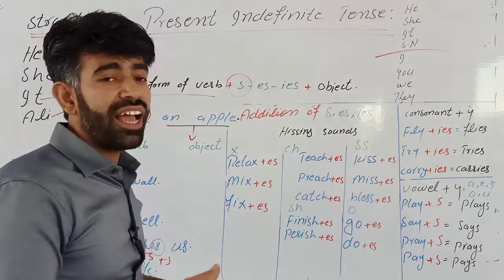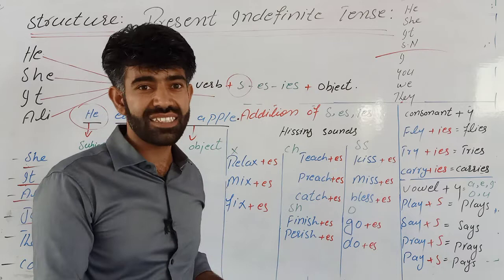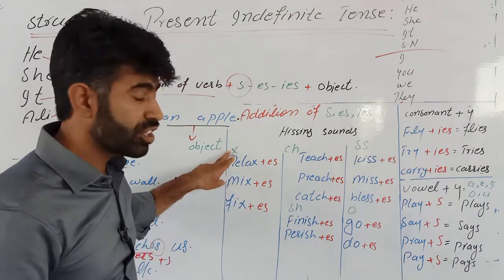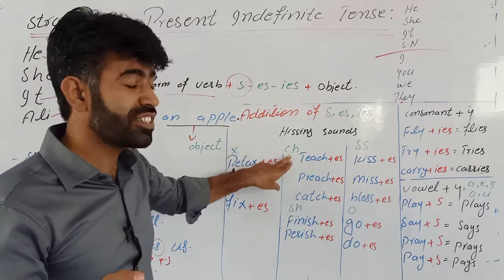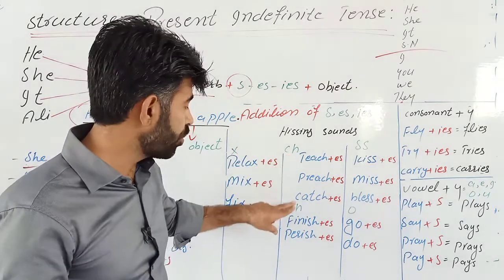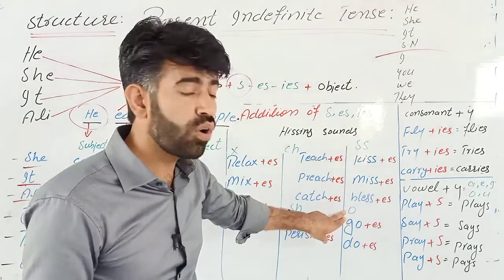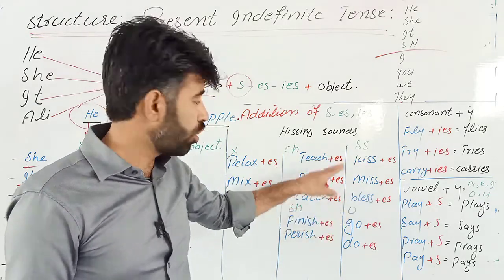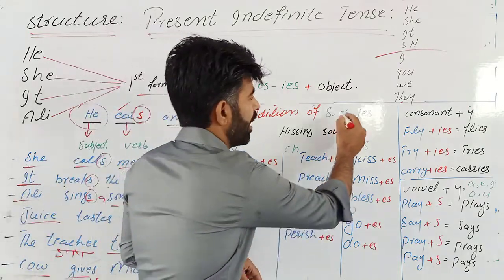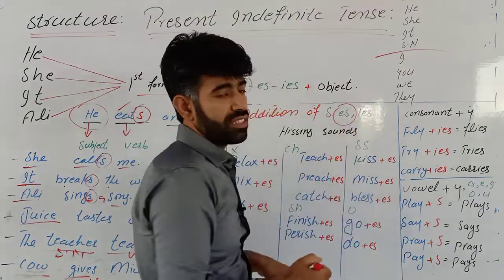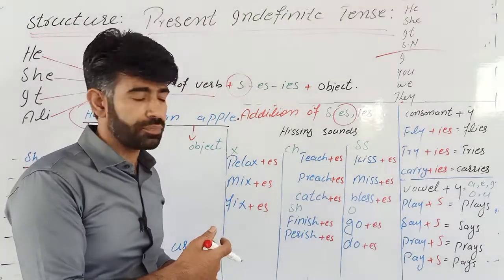So if you have a hissing sound at the end of the verb, like for example, look at this: X, hissing, this hissing sound. This ch, this is also, and sh, and this s, and this O as well. So if you have any of these at the end of the verb, you will add ES with these verbs. So let's talk about all of these individually.